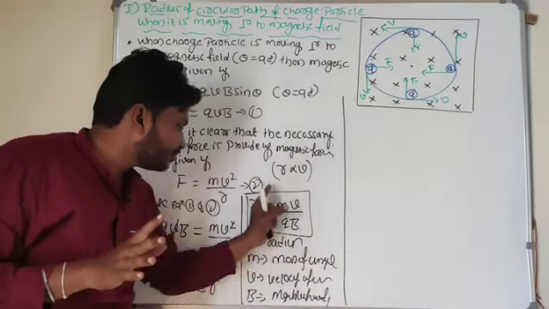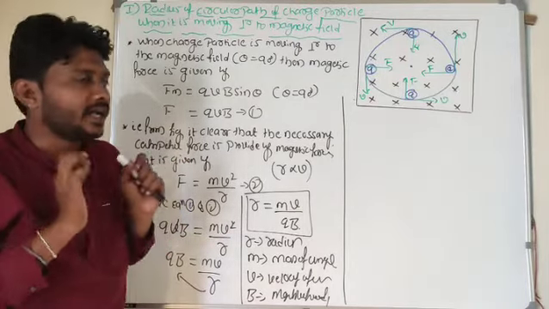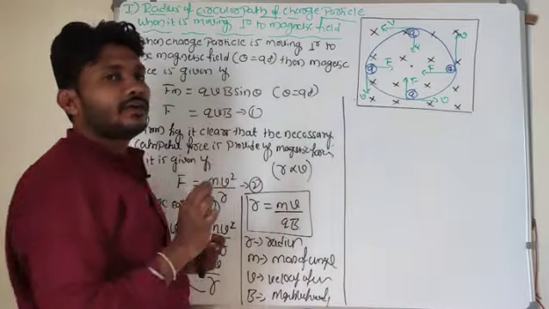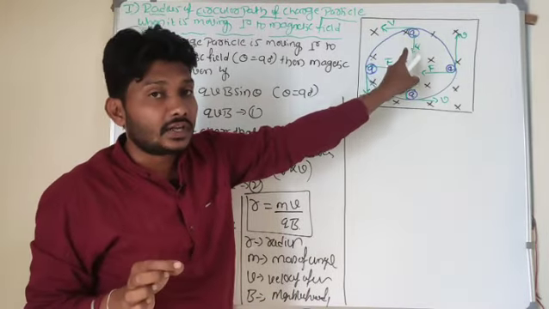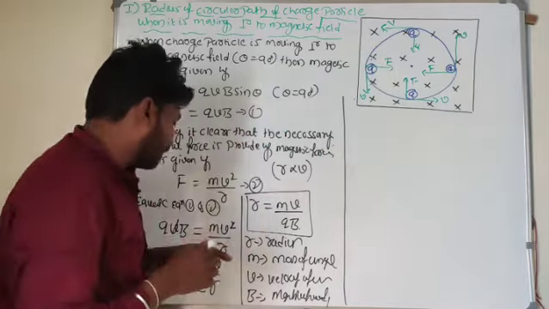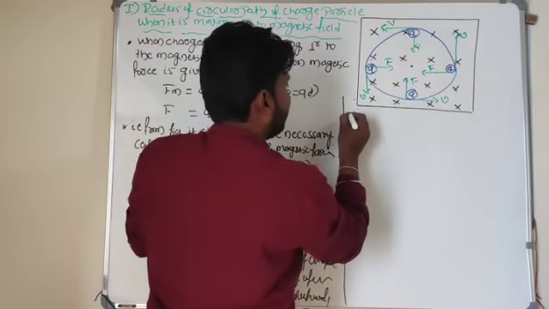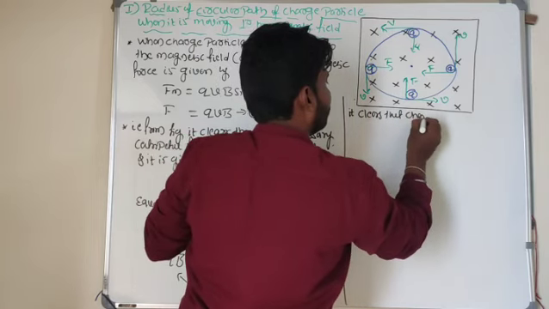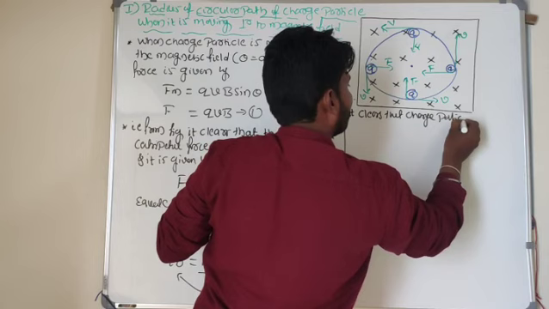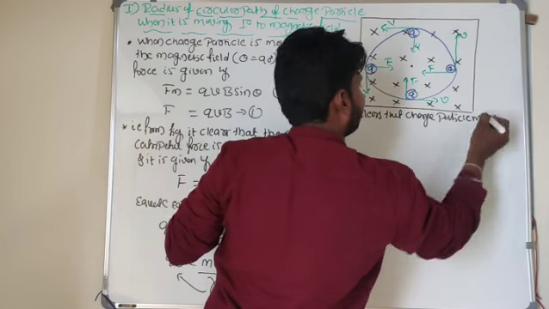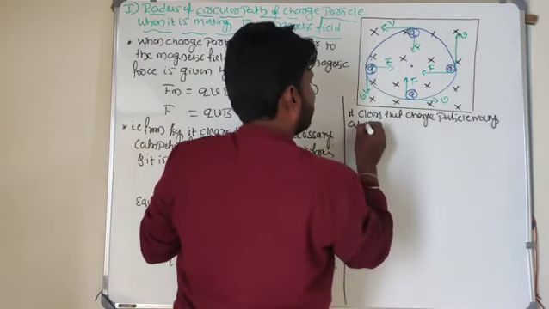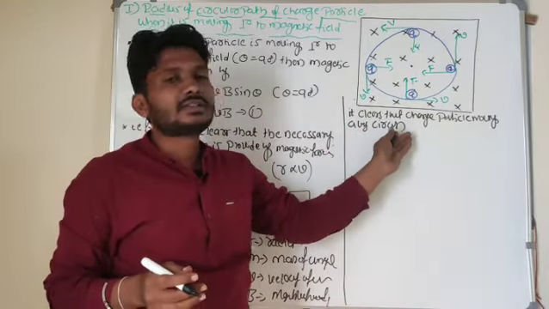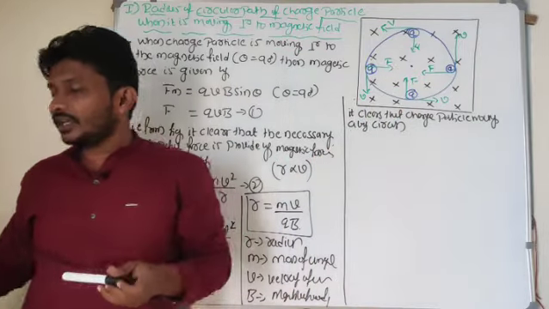So this is about the radius of the charge particle. Now I can find out that if the charge particle is moving perpendicular to the direction of the magnetic field, it follows a circular path. What is the trajectory of the charge particle? From this equation it is clear that the charge particle is moving along a circular path when it is perpendicular to the magnetic field.